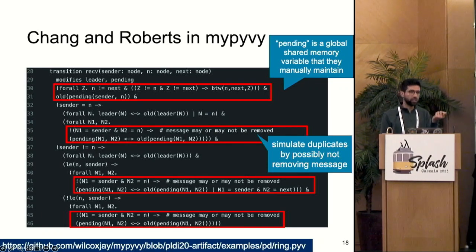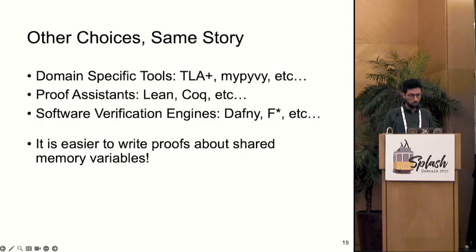Instead of a messages variable, we have a variable called pending, and they're doing kind of interesting things. For example, when a node actually receives a message, it doesn't necessarily mark it as received. It could just continuously receive the same message over again. And that's fine, it works for the proof, it's an abstraction. They're manually modeling message passing. Okay, and of course there are many more choices.